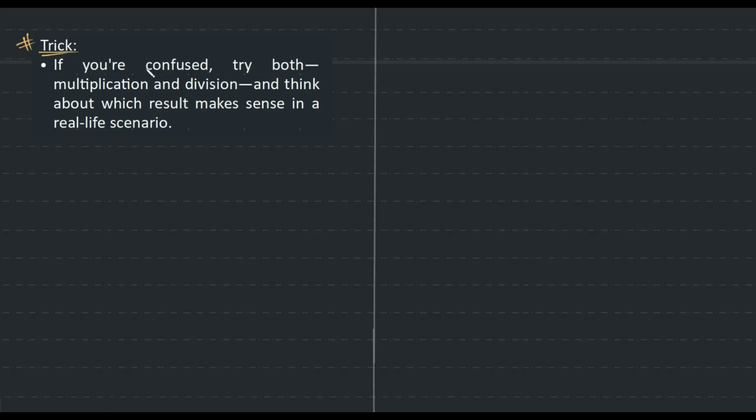I have a small trick. Whenever I get confused, I use this. If you are confused, like I generally do, try both multiplication and division. Use approximation to get an approximate answer and think about the result. Does it make sense in a real world scenario? Say I have a liter of milk and I have to figure out how many milliliters it is. A liter is very big as a scale, and a milliliter is very small, so this number has to be a bigger number. It can't be 1. It's greater than 1.